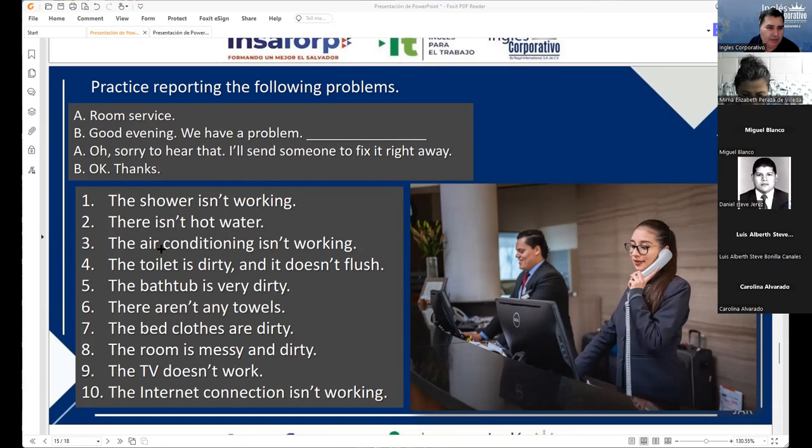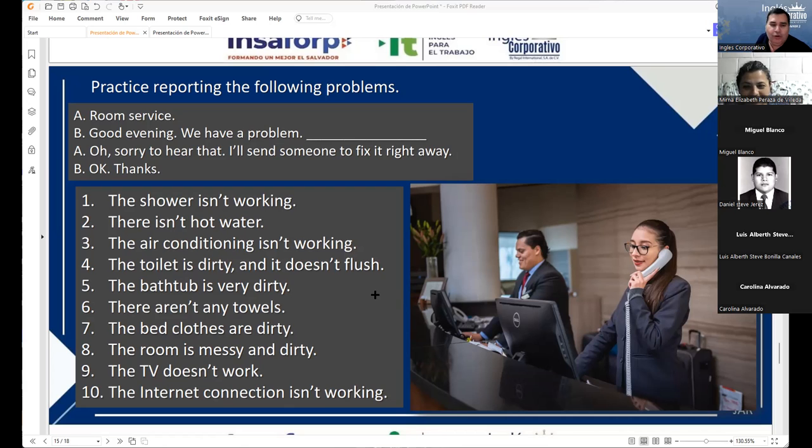We have a problem, right? There isn't hot water. No hay agua caliente. The air conditioning isn't working. El aire acondicionado no funciona. The toilet is dirty. And it doesn't flush. El inodoro está sucio. No es inodoro, ¿verdad? It doesn't flush. No se va el agua. Queda flotando.